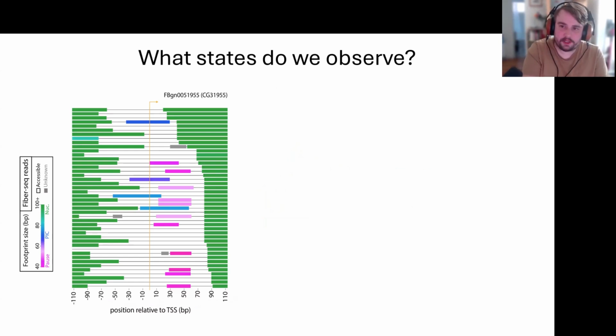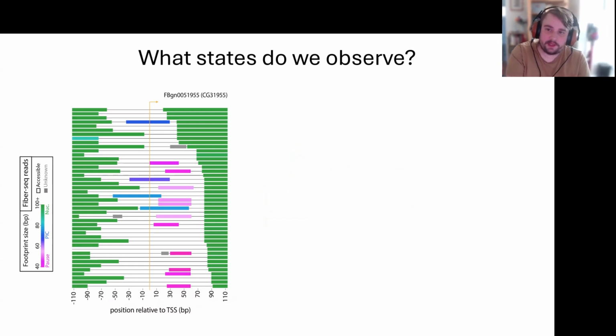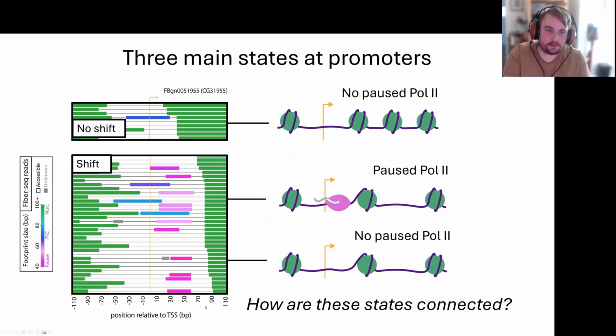So here's an example gene, and we're going to break down what states we're actually observing at this gene. So first, we have a population of reads where we just don't see any shift of downstream nucleosomes, and we don't observe a pause, but we can observe initiation. And then we have a population of reads where we do see shifted downstream nucleosomes, and those are a mix of reads where we observe a pause and reads where we don't observe a pause. So there's really 3 states that we're looking at, not 2. So how are they connected?